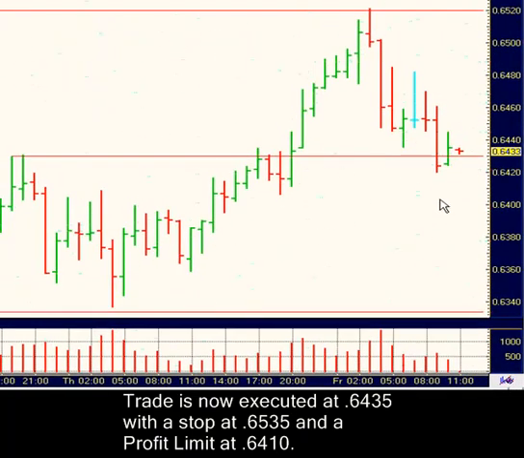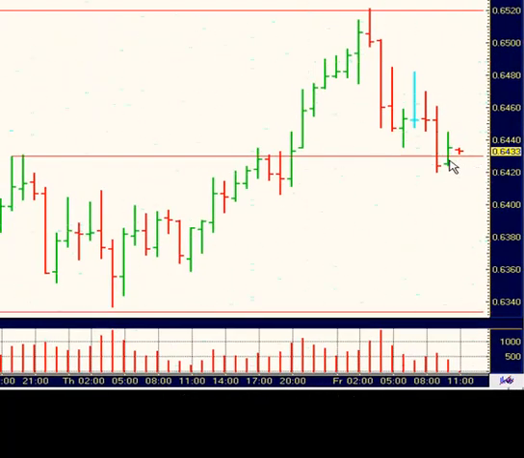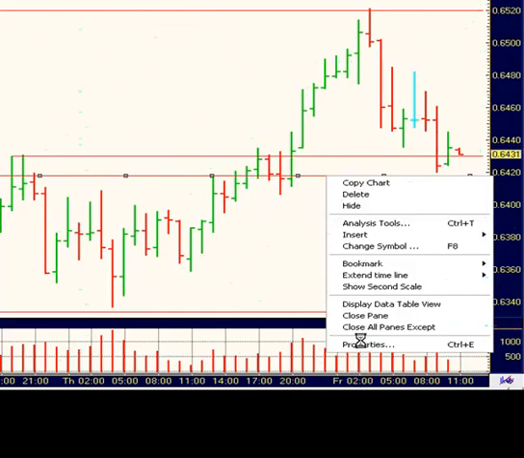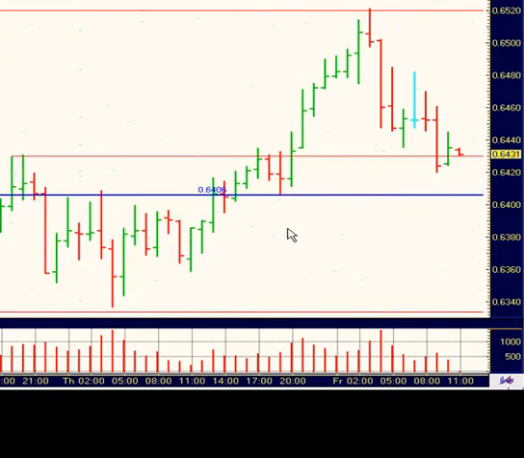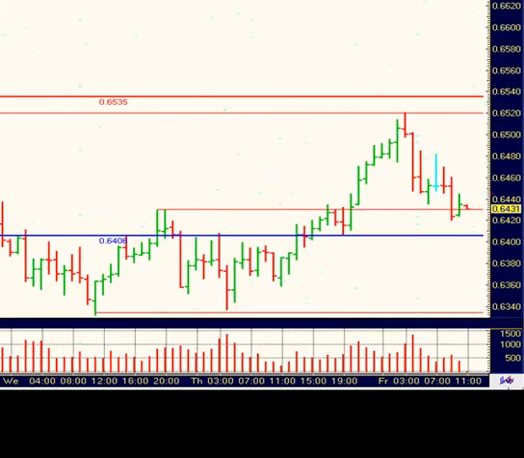Going back to the chart, what we want to see is price coming down to that 64.10 area. Now I'm going to put a price limit here, at 64.06. Why is it 64.06 and not 64.10? It's because of the spread, the pip spread. So there's my profit target, and just above here is my stop at 65.35, just above that swing point.